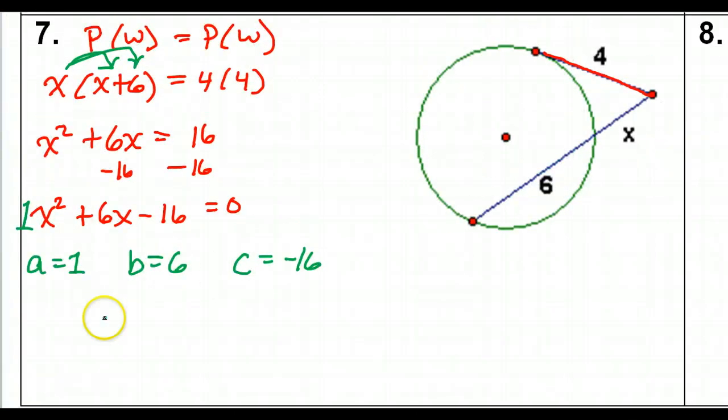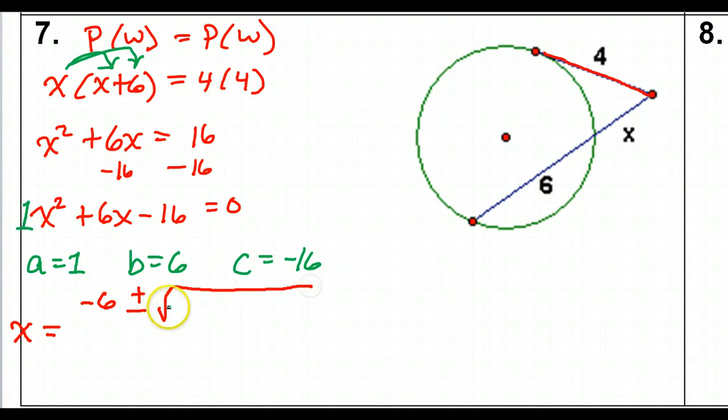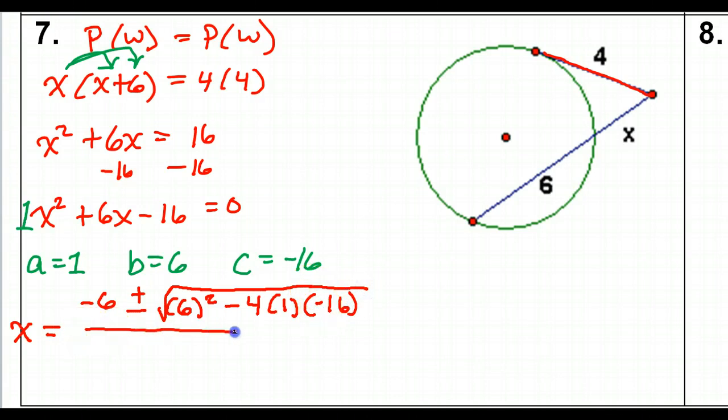But you can go ahead and understand that the x is going to equal the opposite of b, so that's negative 6, plus or minus the square root of b squared. Okay, so that's 6 squared minus 4ac. Alright, please do not forget that negative sign. A lot of kids do for some reason. All over 2a.